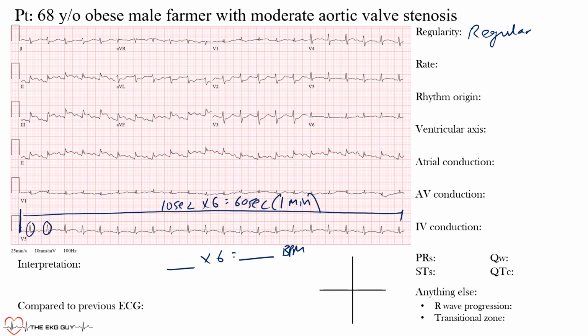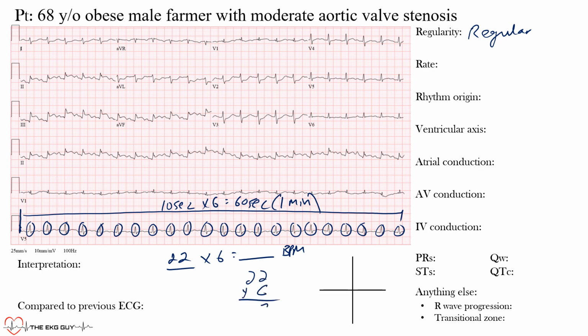So we have 1, 2, 3, 4, 5, 6, 7, 8, 9, 10, 11, 12, 13, 14, 15, 16, 17, 18, 19, 20, 21, 22. And what you would do is put that 22 here, and you would multiply 22 times 6, okay? So 22 times 6, 2 times 6 is 12, carry the 1, is 13, so 132 is our close estimate here. Okay, so our estimate from that, 22 times 6, hopefully is 132 beats per minute, if I did that math correctly. Okay. And that's an estimate of the rate.